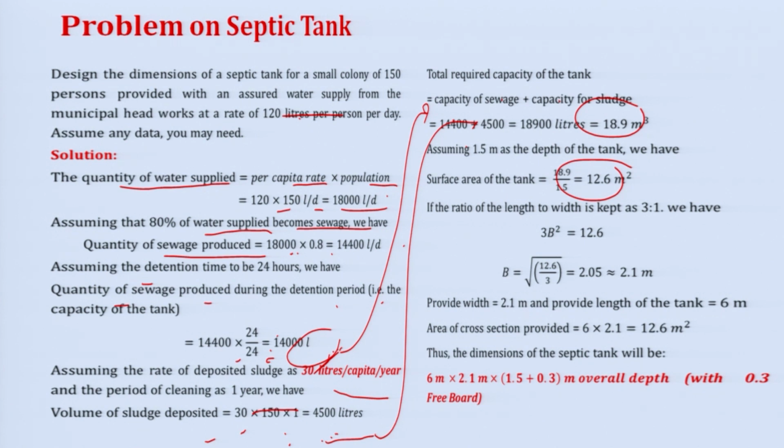If the length to width ratio is kept as 3:1, okay. अगर हम length to width ratio 3:1 रखें, then surface area है तो हमारा क्या होगा, 3b square equal to 12.6, we work out b as 2.1 meters, right. So, provide width of 2.1 meters and provide length of 6 meters. Area of cross section provided will be 12.6, right. ये मैच कर रहा है हम लोगों का. Thus, dimension of a septic tank will be 6 meter into 2.1 meter into 1.5 depth plus a freeboard of 0.3, which will work out to be 1.8 overall depth. Okay. So, that is how we design septic tank.